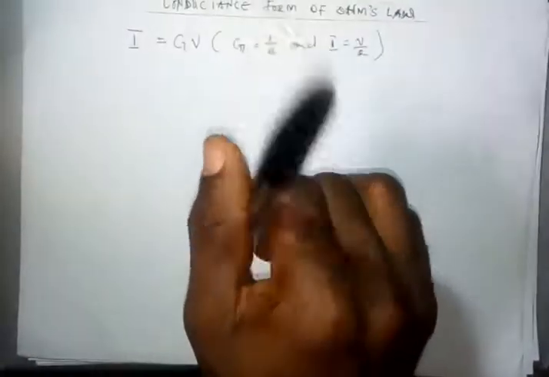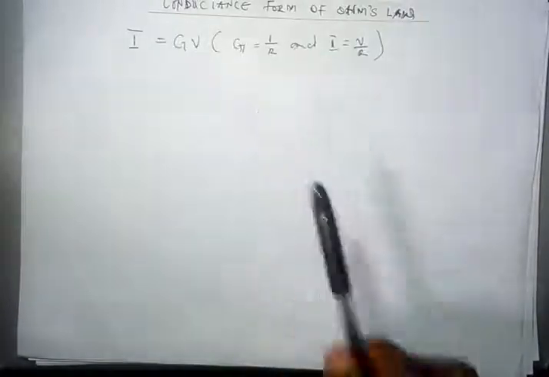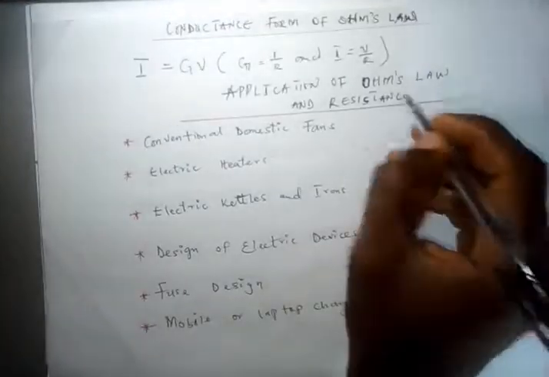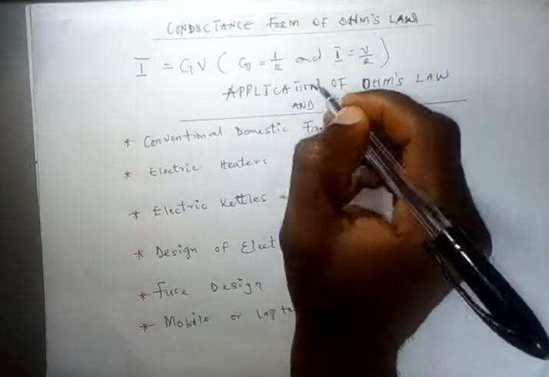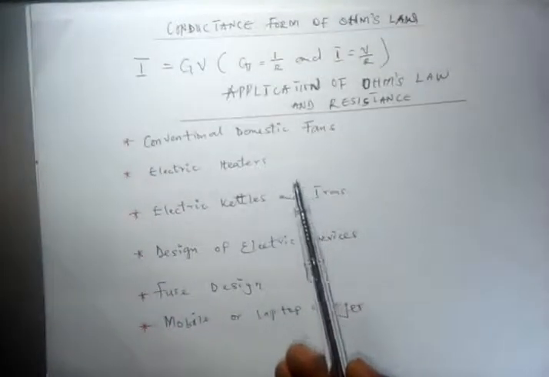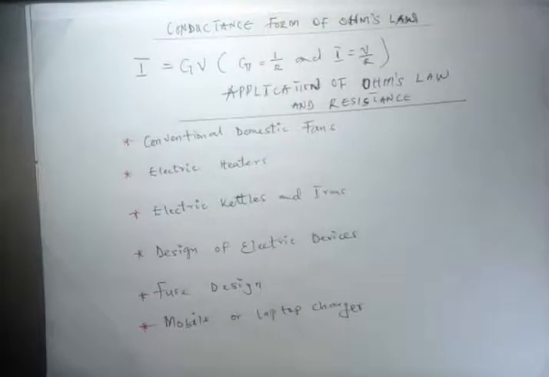Now we are going to look at the application of Ohm's law in real life. In which components of electrical appliances can we apply Ohm's law? So, application of Ohm's law and resistance. How is Ohm's law and resistance applicable in our everyday life? In most cases, Ohm's law is used when building electrical devices. Most appliances we make use of at home, we normally apply Ohm's law and resistance there. These are a few we are going to talk about, and many more.